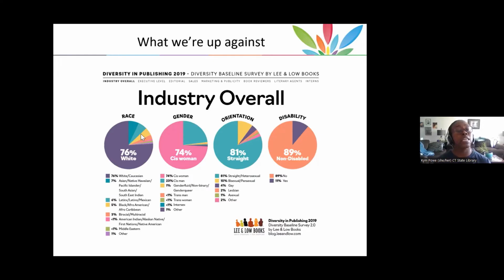So someone might look at this and think, but maybe the executive level is this, or but maybe the reviewer level is that. So the other levels that Lee and Low has gathered information for are the executive level, the editorial level, the sales level, the marketing and publicity level, the book reviewer level, the literary agent level, and the intern level. And they all shockingly look basically like this: majority white, majority cis women, majority straight, and majority non-disabled.